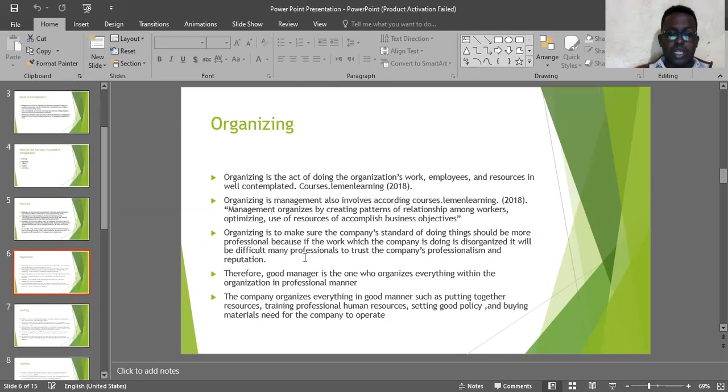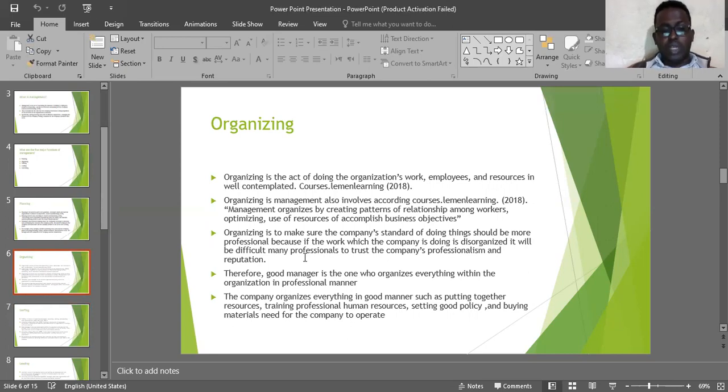Now let us go on and talk more about organizing. Organizing is the act of arranging the work, employees, and resources in a well-contemplated way. This is according to Course Element in 2018. Organizing in management also involves, according to Course Element in 2018, creating patterns of relationship among workers and optimizing use of resources to accomplish business objectives.